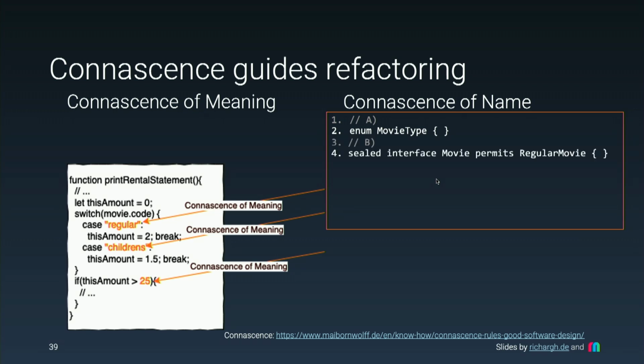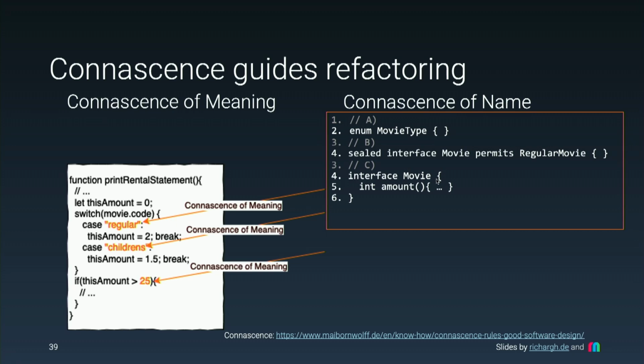Later Java versions, I think C# doesn't have this yet, have sealed interfaces. Again, the polymorphic dispatch is also another possibility. Instead of doing the switch case, you just ask movie, hey, give me your amount. It's also better in terms of connaissance strength.